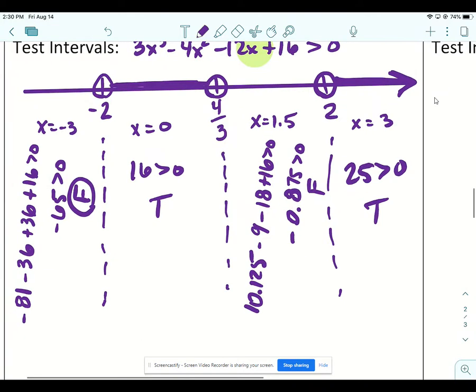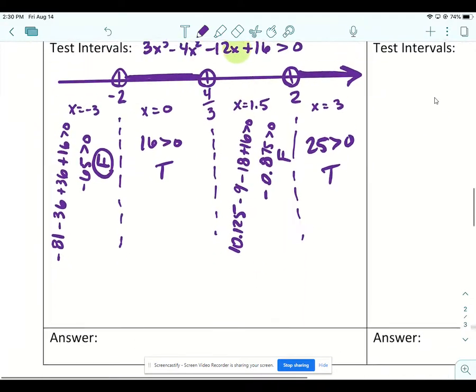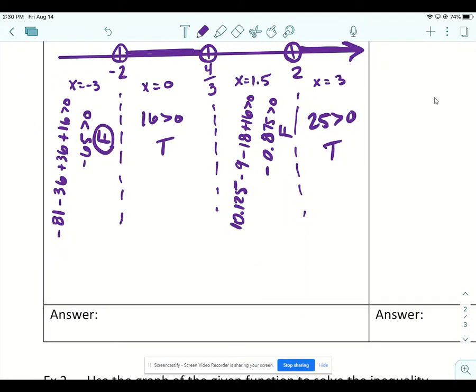Okay. So I'm going to describe all the shaded regions. Starting from the left, the smallest number in a solution region is -2, but it's an open circle. So it's a parenthesis all the way to 4/3 with a parenthesis. And then the union of 2 all the way to infinity.